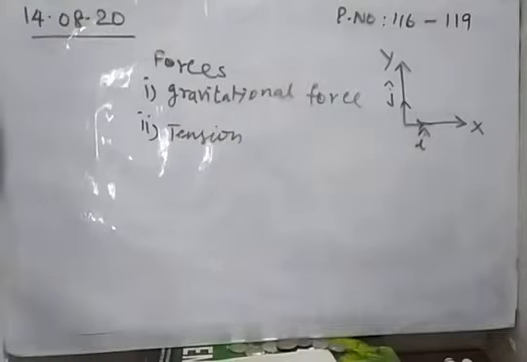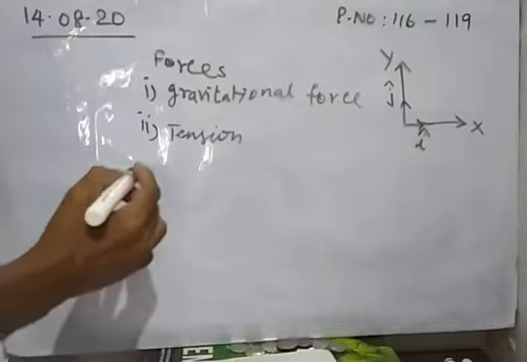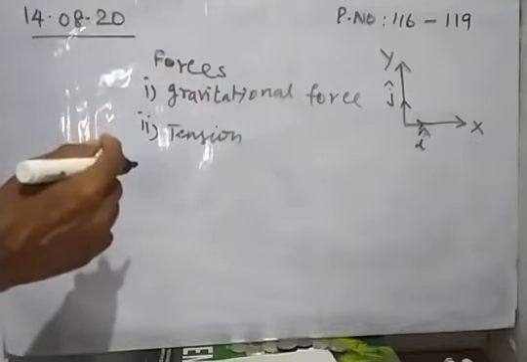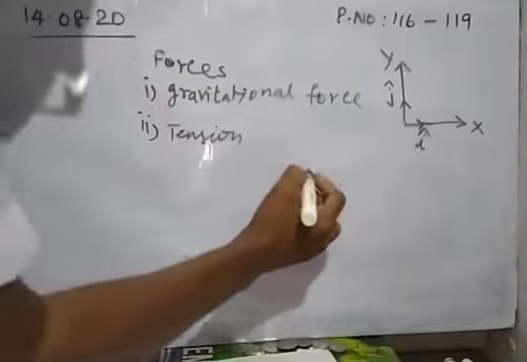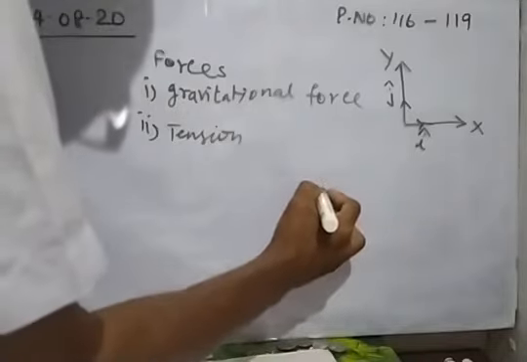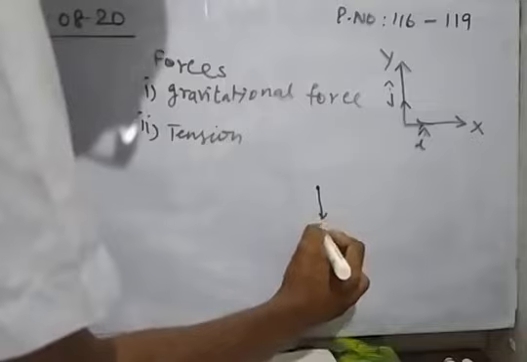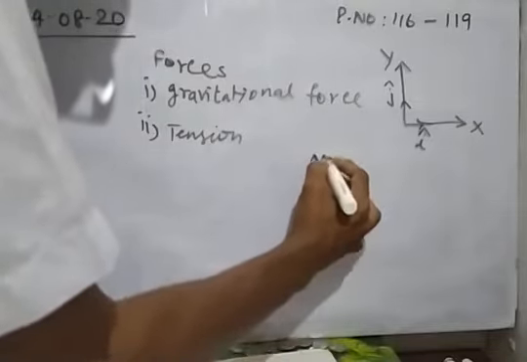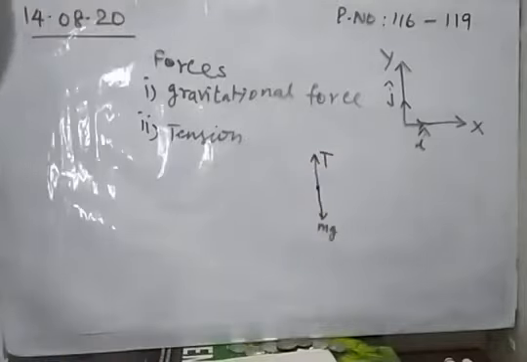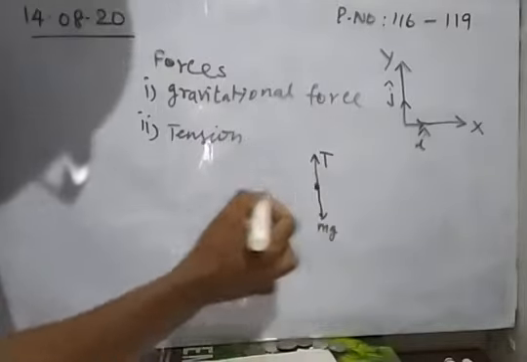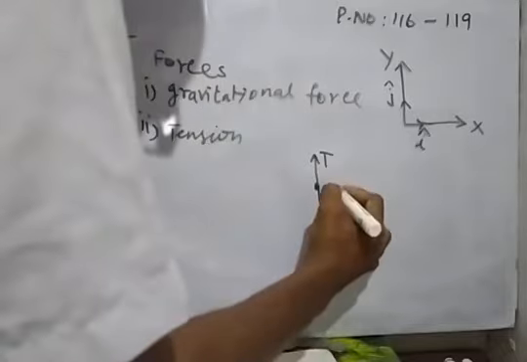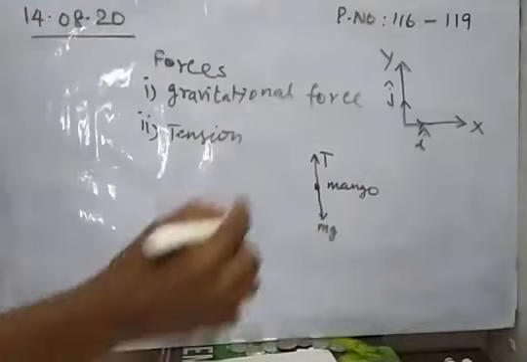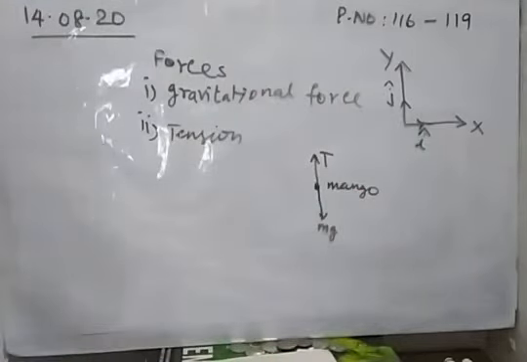If we draw the free body diagram, we have to consider the mango as a point. Here the mango is considered as a point. Then the forces are drawn. The first one is mg, the gravitational force, which is vertically downwards, and the tension, which is acting vertically upwards. This is the free body diagram. Here the mango, the gravitational force mg downwards, and the tension acting upwards.